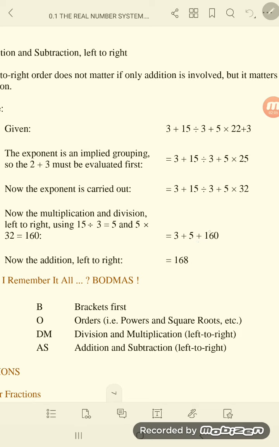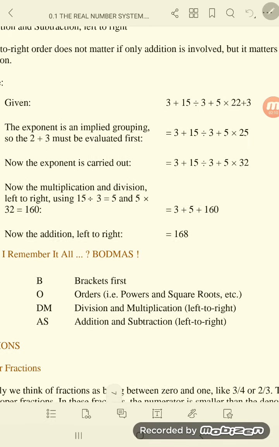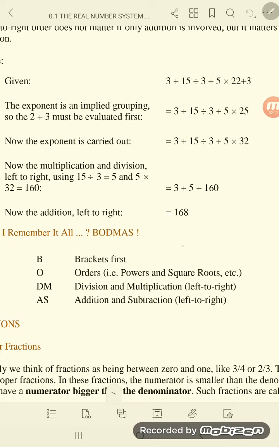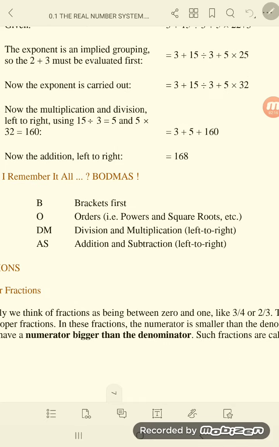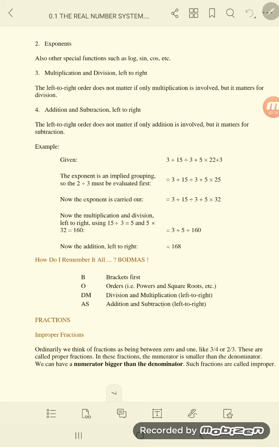But I think you should not make a mistake here, since you are allowed to use your calculator in your exam. So no issue on that part. But the most important part here, I think, is the part on fractions.